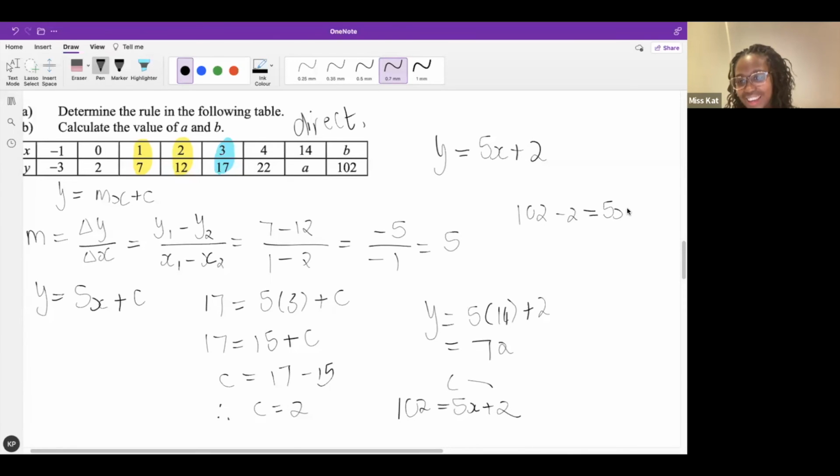Equals beautiful piece of art. You guys are actually hilarious. Divide by 5, divide by 5. Therefore, x is 20. Okay, so A will be 72 and B is 20.